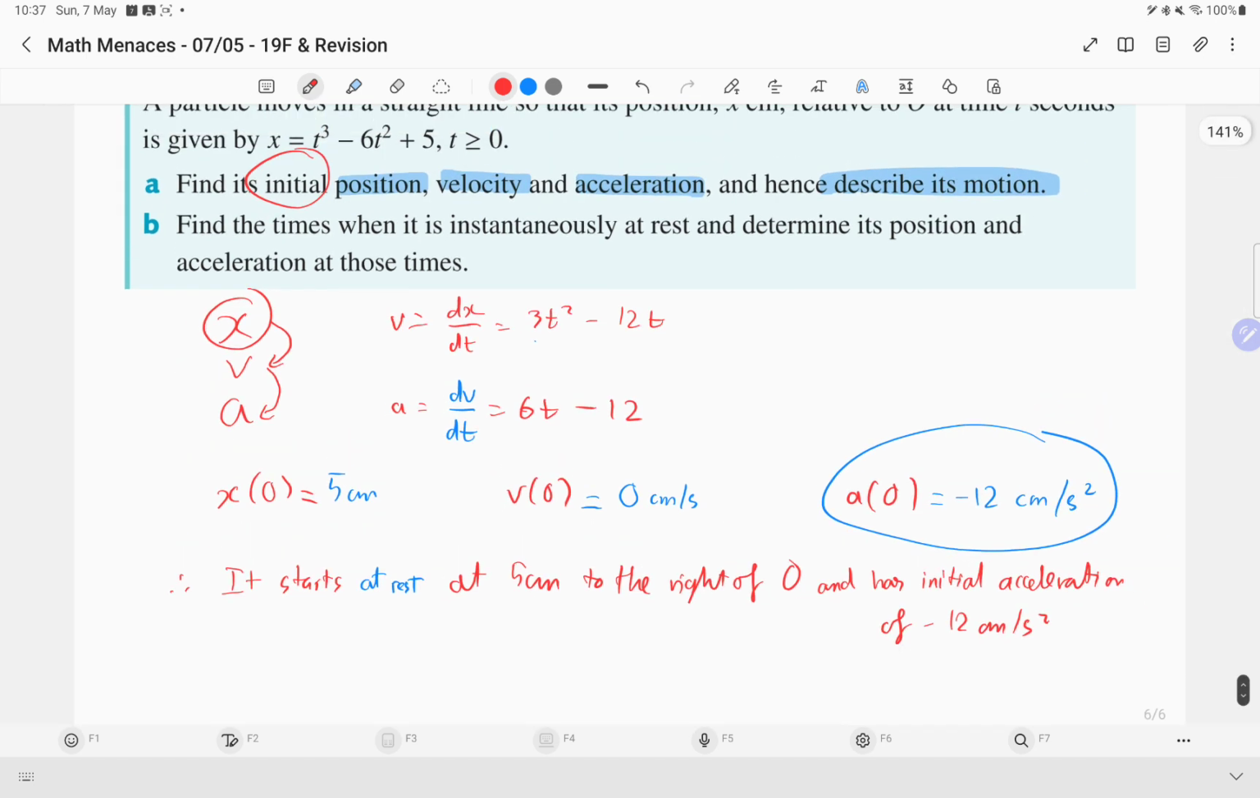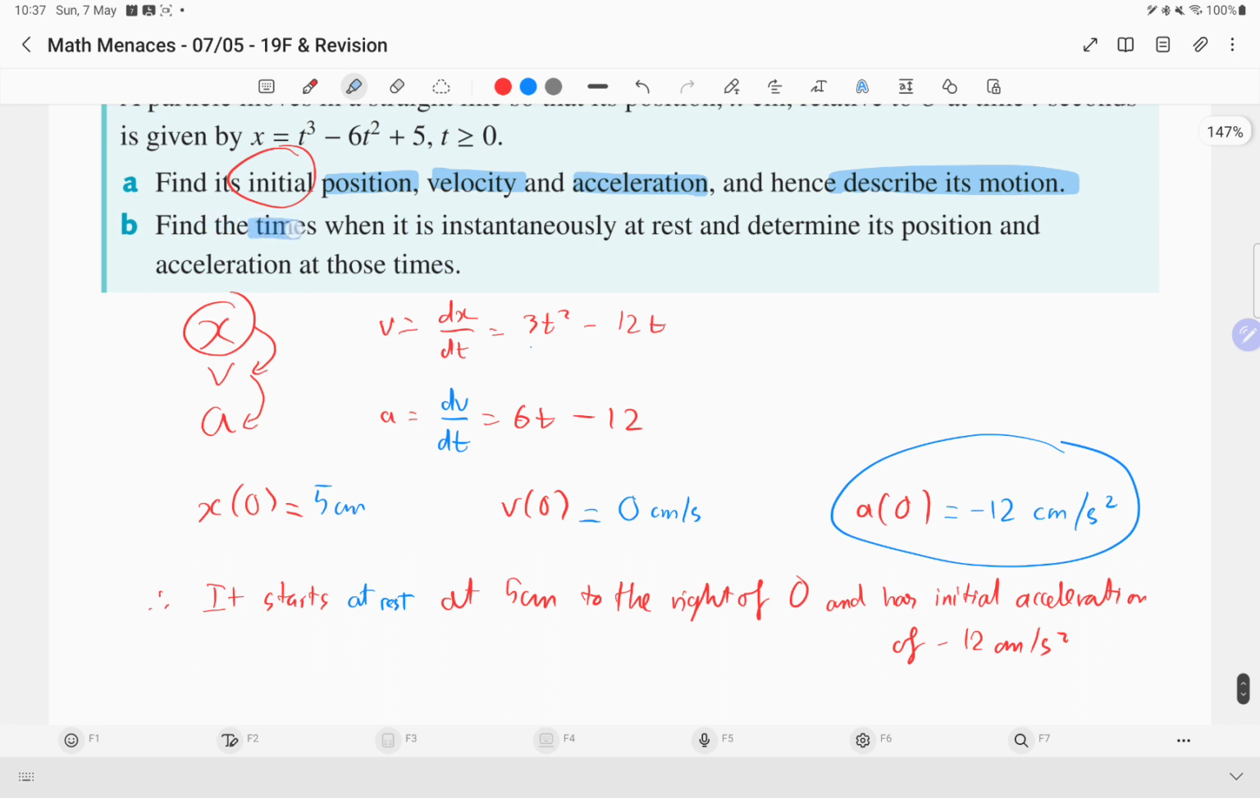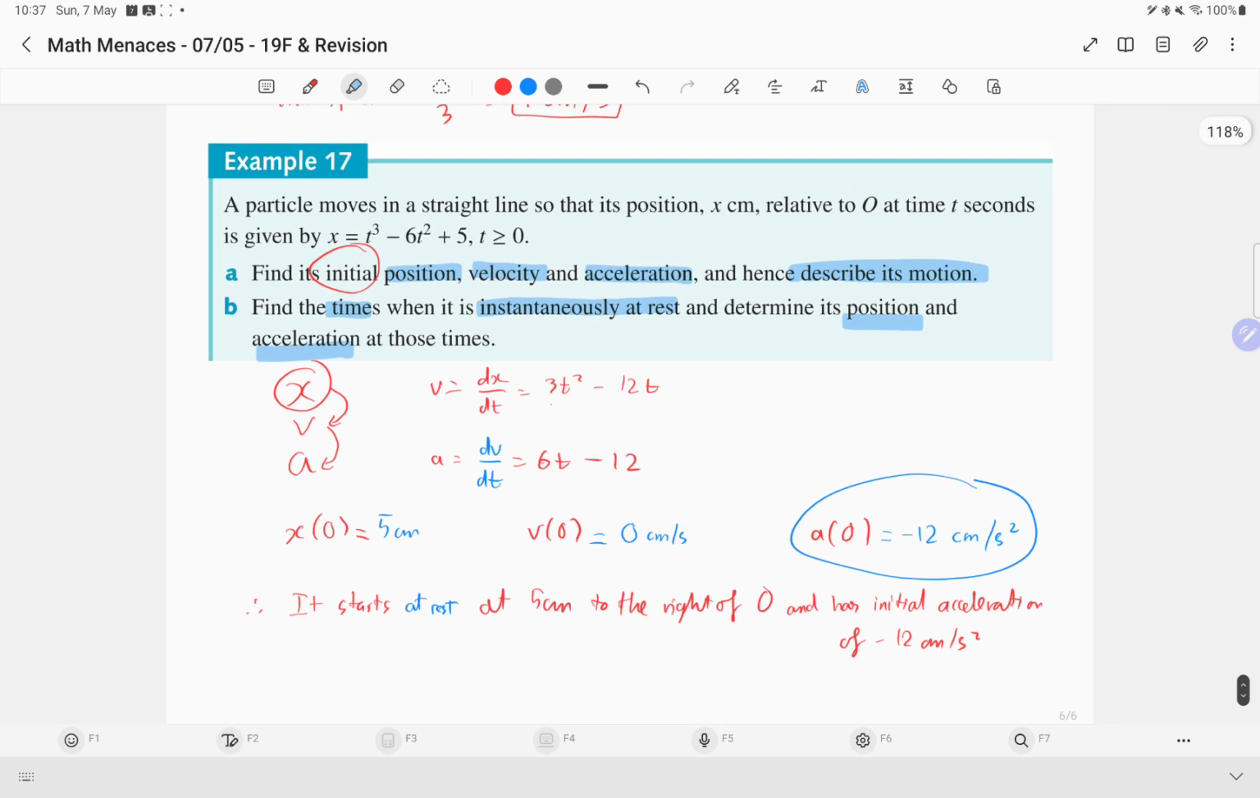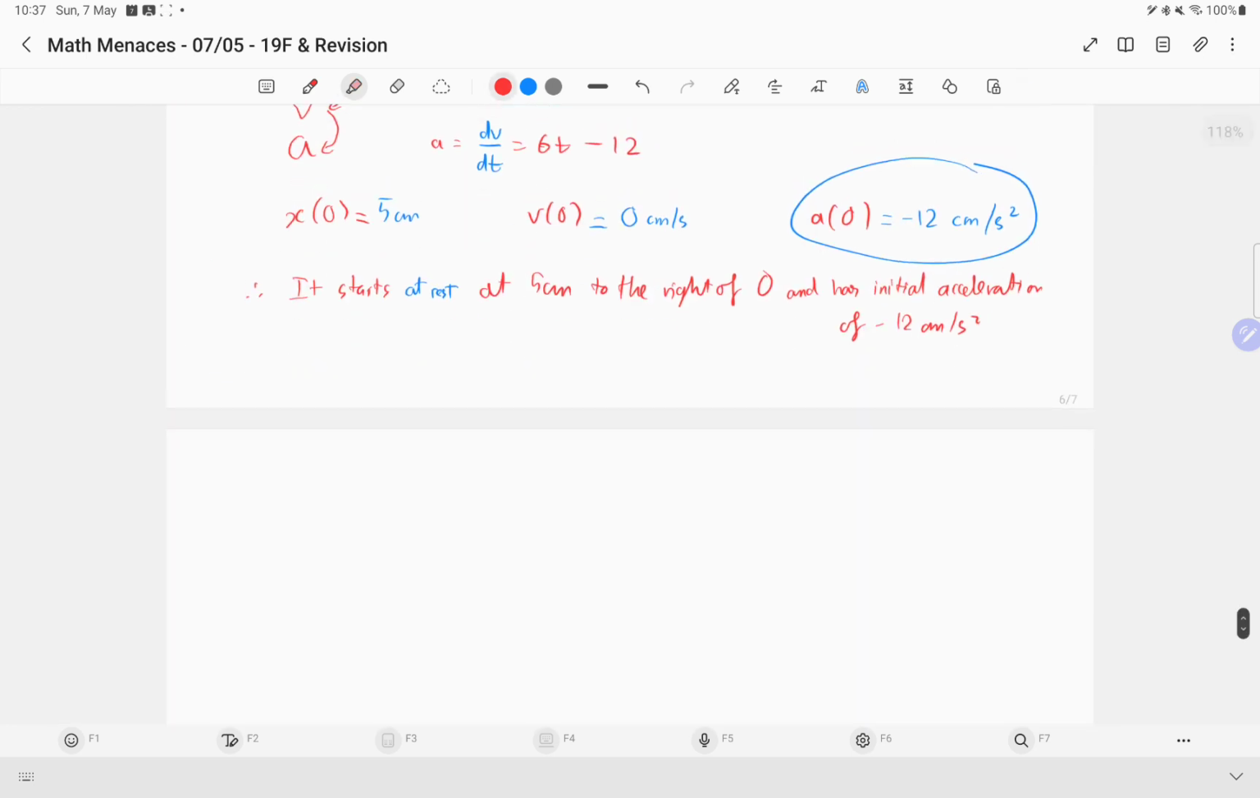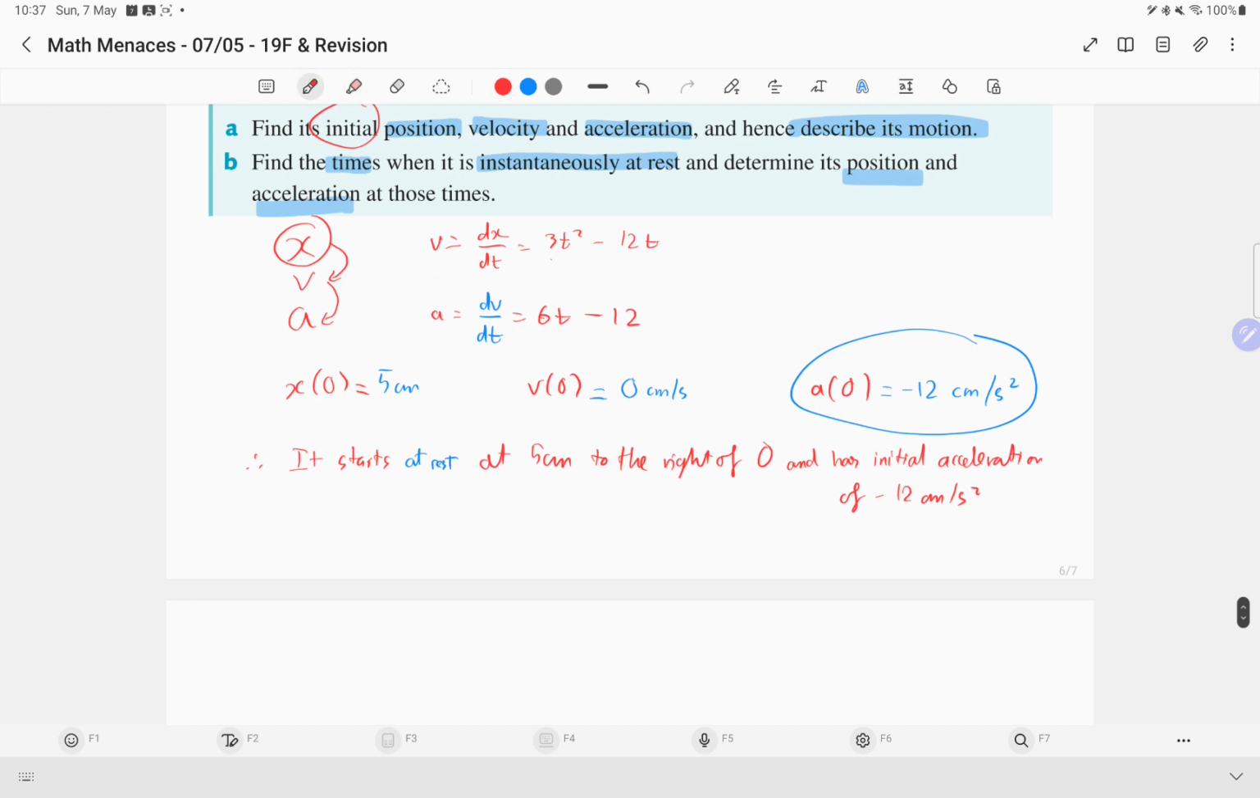It's not too bad. Now, question B. Find the times when it is instantaneously at rest and determine the position and acceleration at those times. So what are they asking us to do here in question B? Isn't that just like when velocity is 0, right? Yep. So sub velocity equals to 0 and then find. What are we finding here? Sarah?